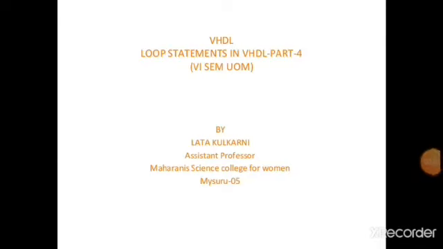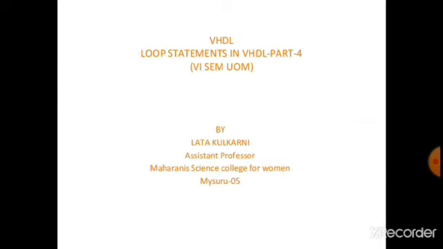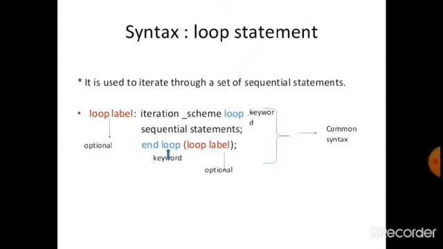Students, in this lecture we will study the loop statements available in VHDL. First, let us study what loop statements are. Loop statements are used to iterate through a set of sequential statements. What do you mean by iterate? Iterate is nothing but repetition. If you want to repeat a set of sequential statements, then we use the loop statements.